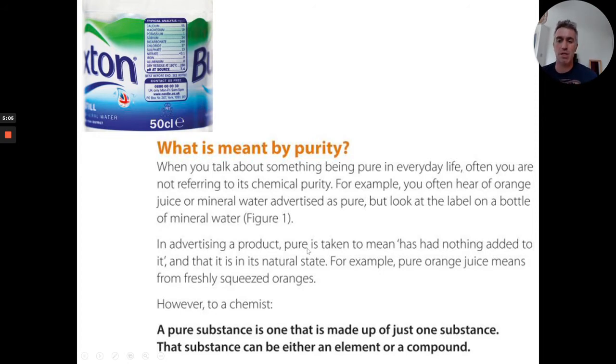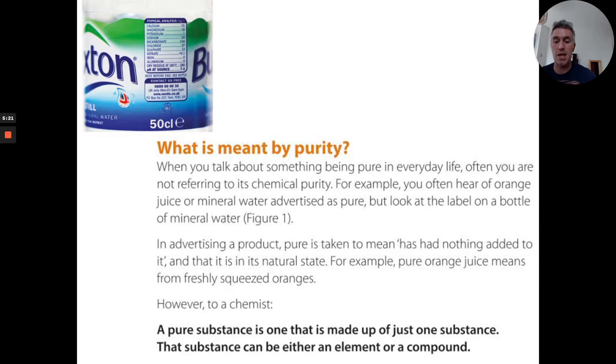In advertising, a product described as pure is taken to mean it has nothing added to it, and that it is in a natural state. For example, pure orange juice means from freshly squeezed orange. However, to a chemist, a pure substance is one that is made up of just one substance.